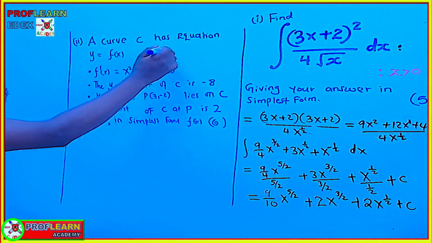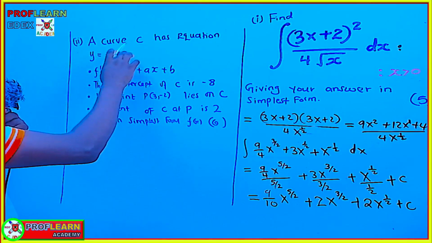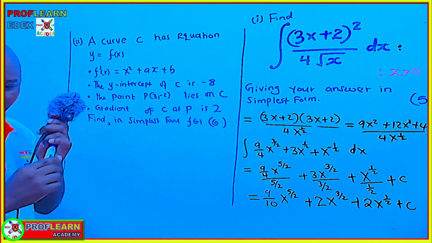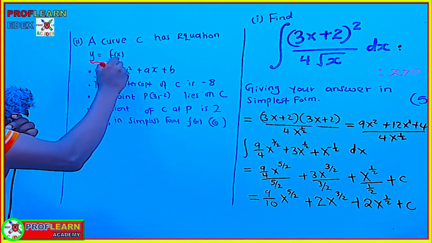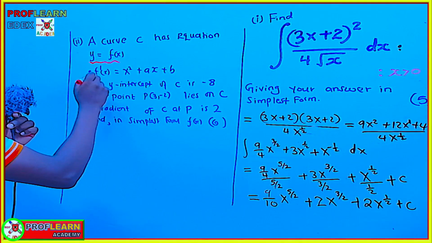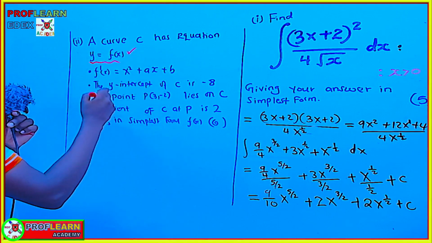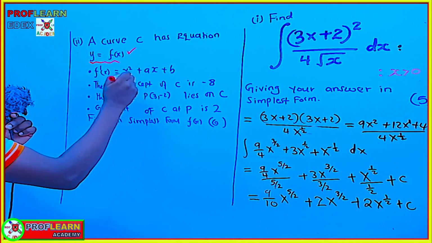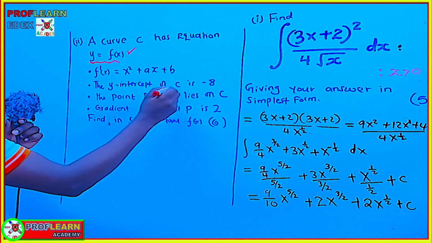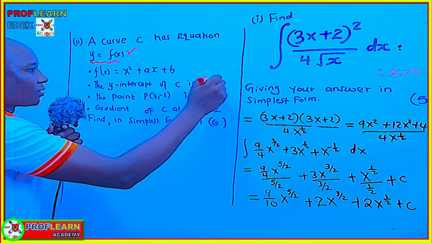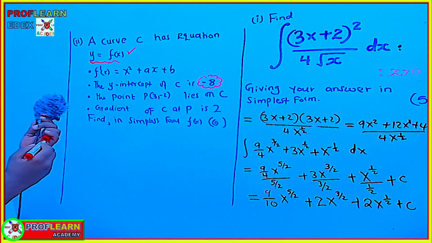We are told the curve has the equation y equals f of x, and f prime, the derivative of this function that we are given here, is x squared plus ax plus b. Then, given that the y-intercept of C is -8.